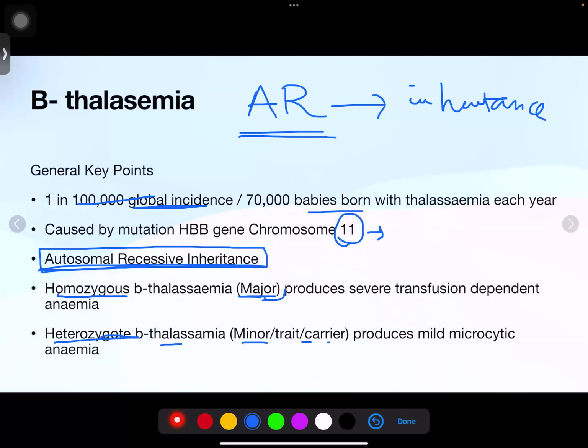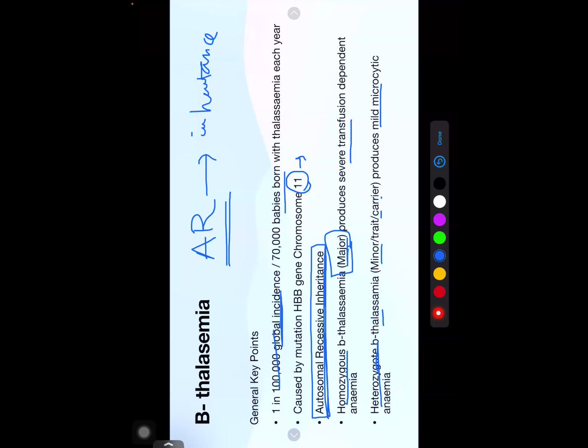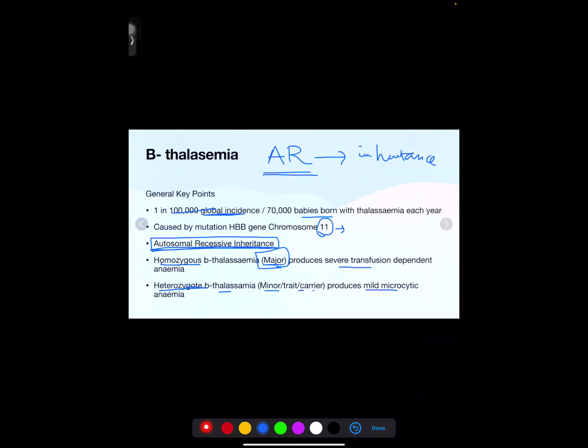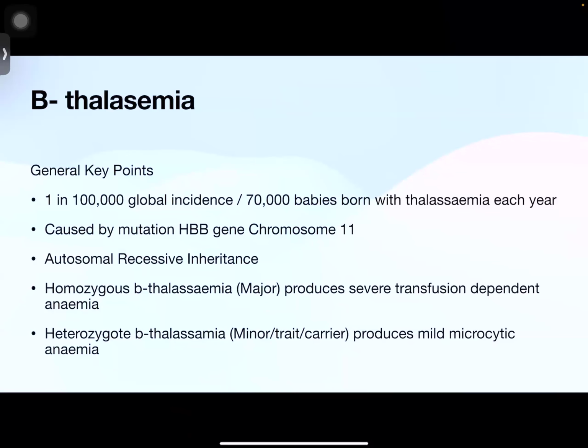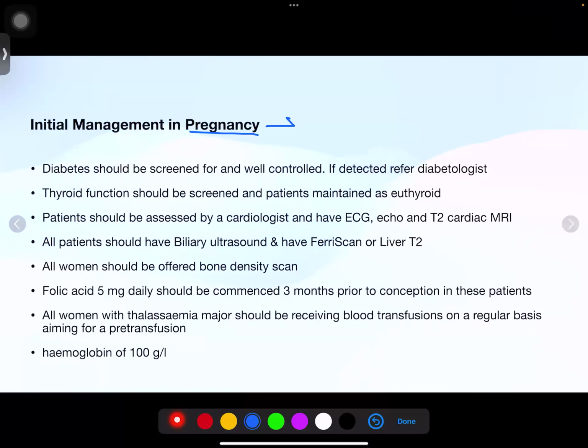So homozygous, like major, would be having the severe transfusion dependent anemia, and minor, they produce just the mild microcytic anemia. Usually they do not diagnose until puberty. Now how you have to manage in pregnancy, we are discussing about the beta thalassemia major patients.